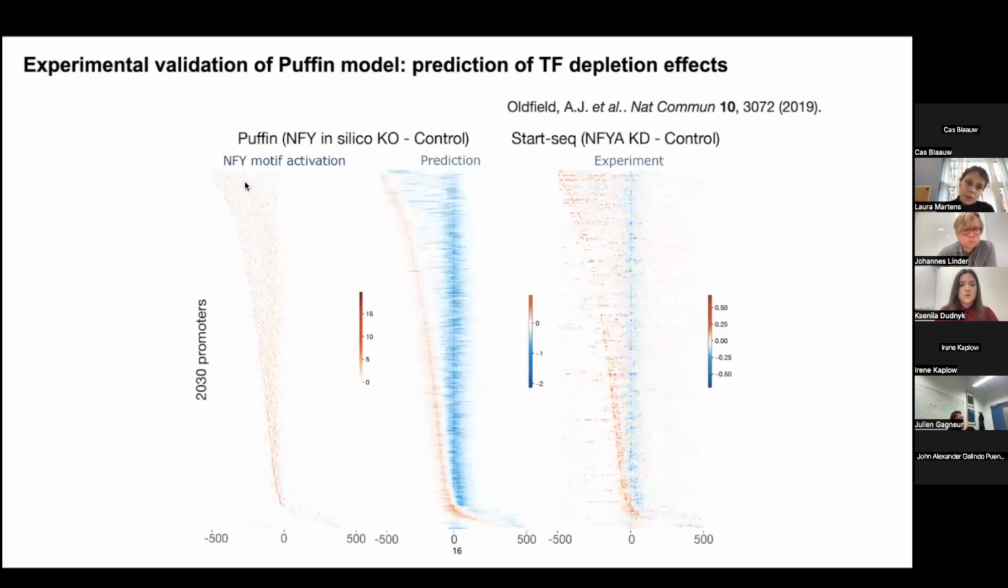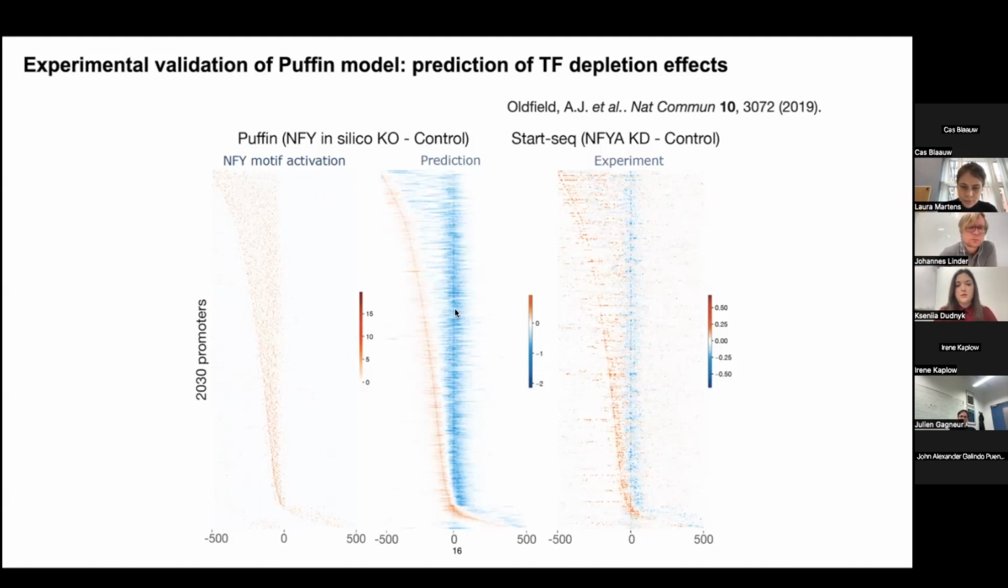So the first plot shows the activation of NFI in which places. This is a matrix plot, cluster plot, showing all 2,000 promoters. Here is the activation of NFI in every promoter, and then we do the in silico knockout, and we take the difference between predicted signal after the knockout and before the knockout.